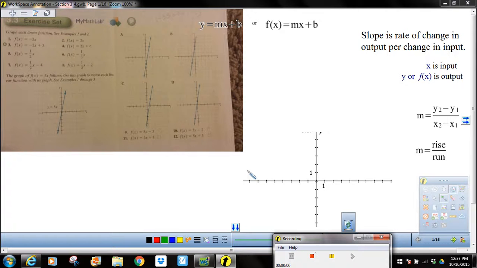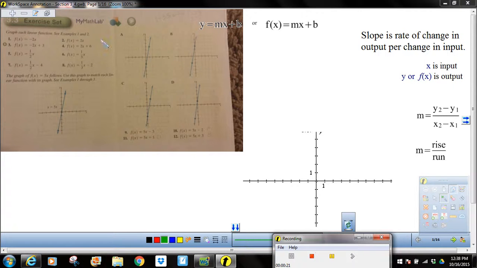For lesson 3.3, it's about graphing linear equations. I would highly prefer that you get them into slope-intercept form. You do that by either solving for y or having it written as f of x equals some value of x plus a constant. If you get it in that form, the coefficient of x will be your slope, and the constant will give you your y-intercept, which is a point you can start from. We have to start from a point, and then we'll move from there according to the slope.